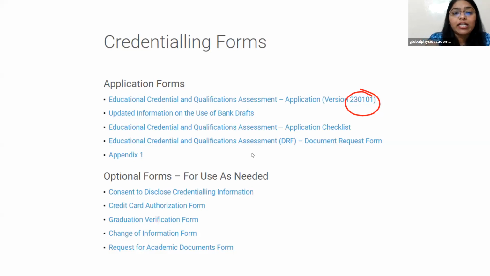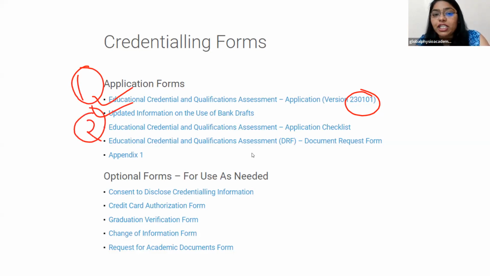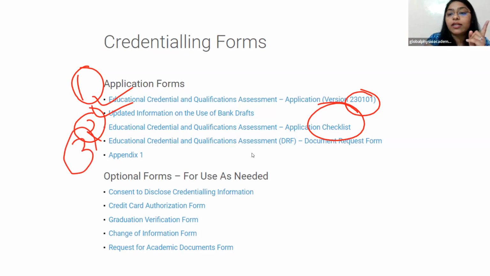So the first form is the educational credential and qualification assessment. In that form, they are also asking for the credit card information, or you can fill in the bank draft. So that is your fee. The second form is the education credential and qualification assessment checklist. A checklist is like just the name of the form and another column which gives you the idea whether you submitted this form or not. That is called a checklist. Third is the document request form, and it has to be filled by the college.